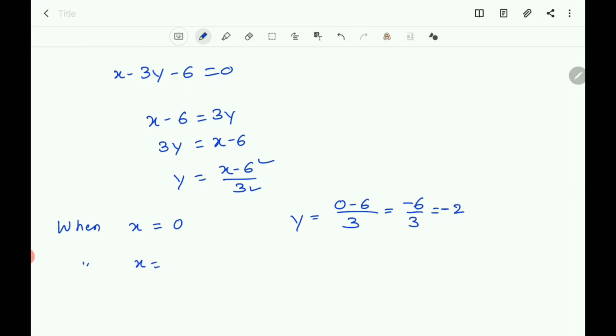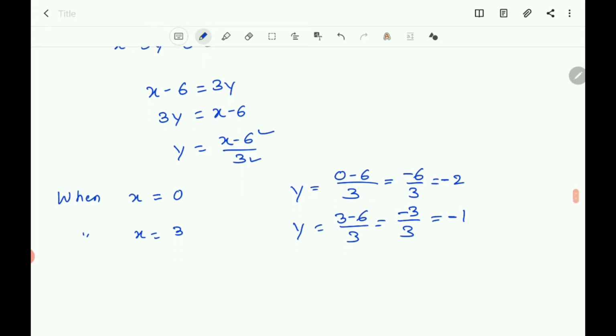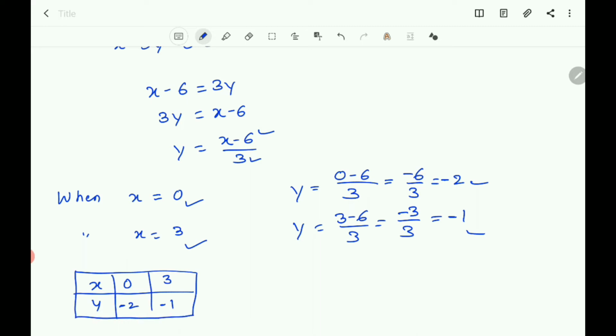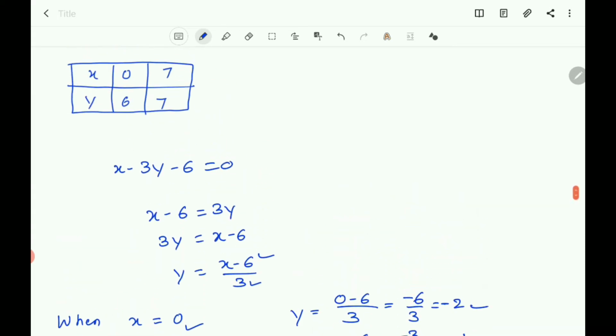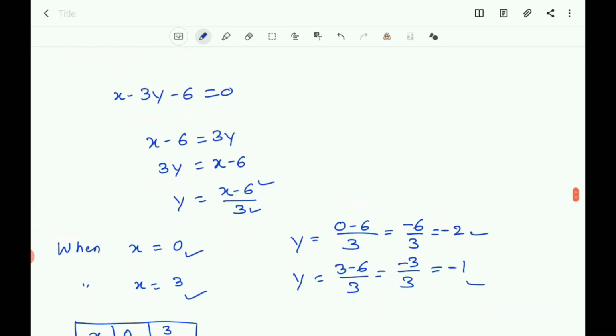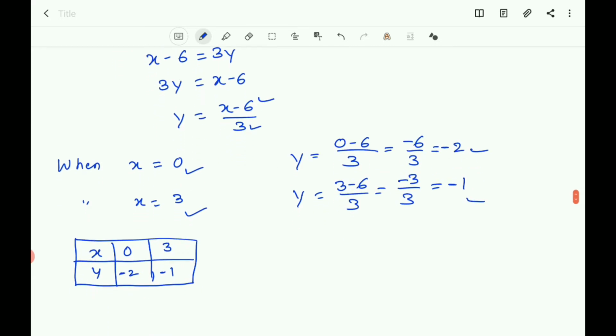Then x equals, you take 3 or 6. If x equals 3, then y is equal to (3 minus 6) by 3, that is minus 3 by 3, which is minus 1. Now here you got two solutions, x 0, y minus 2, and x 3, y minus 1. Now we have the chart x, y: when x is 0, y is minus 2, when x is 3, y is minus 1. Now you got the solution for both linear equations and have the two charts, and draw the graph here.